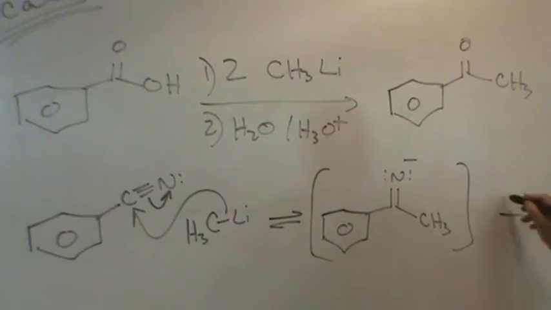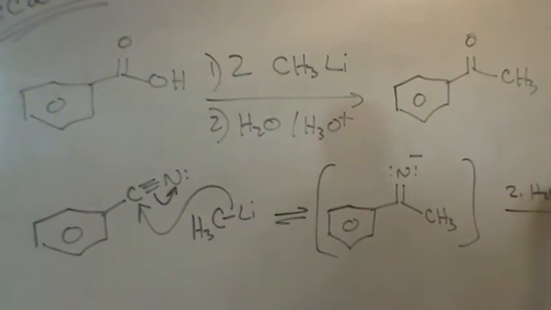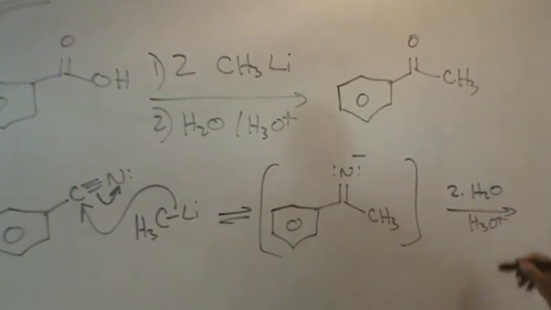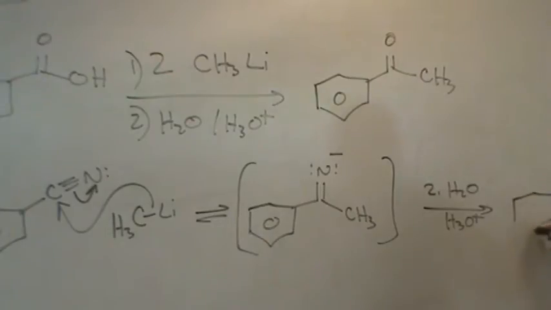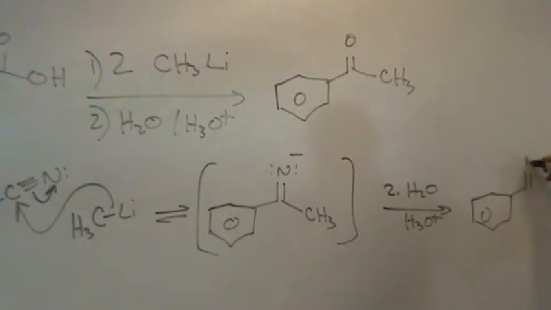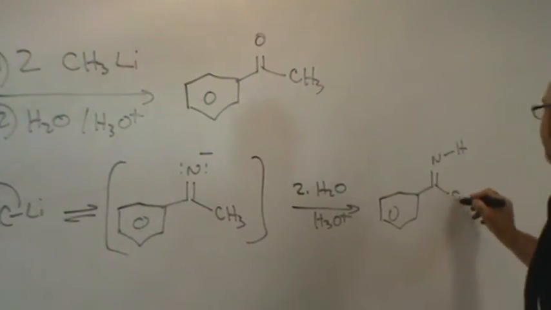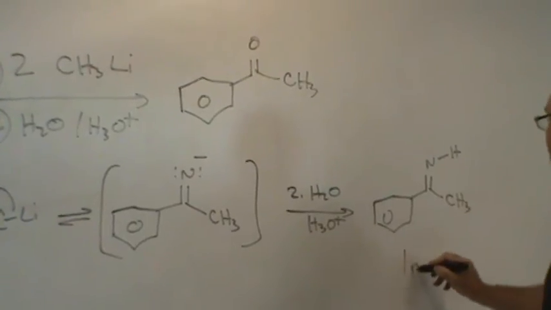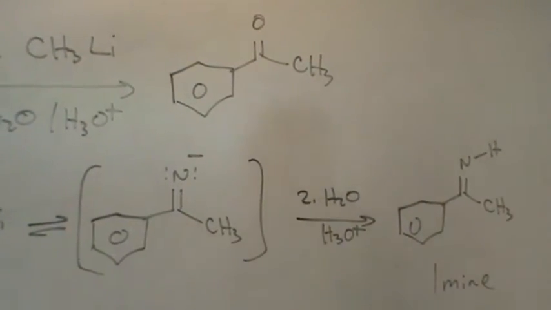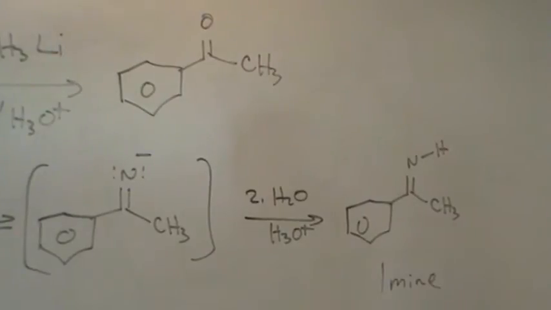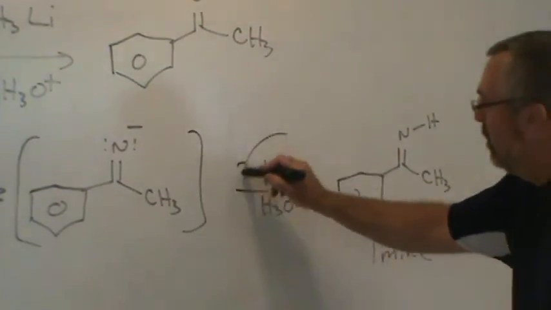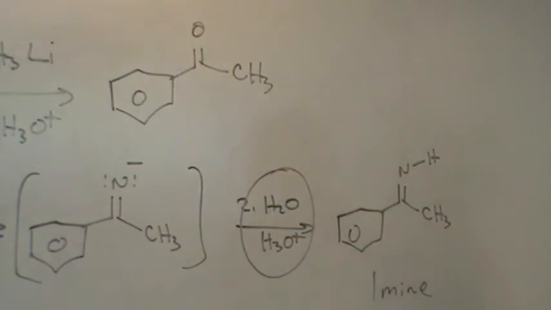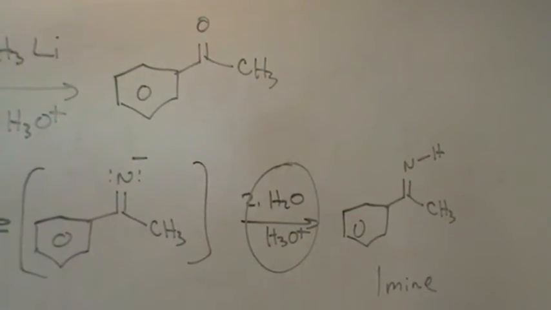What you do in a separate second step is add H2O, H3O+, just like we did up there. And when you do that, you form the imine. This is an imine. But what's so fascinating about it is that this imine is formed under these conditions, H2O, H3O+. These are hydrolysis conditions.